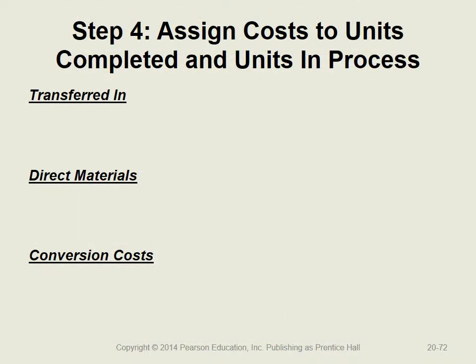The final step in preparing the production cost report for the cutting department is to assign the costs of the 3 inputs, transferred in, direct materials, and conversion costs to the two outputs, completed units and units still in process.